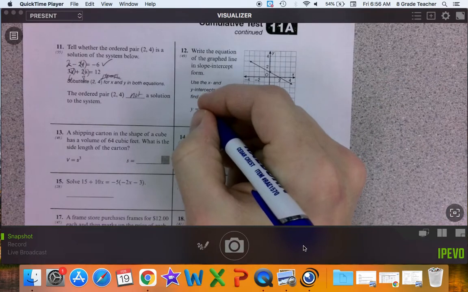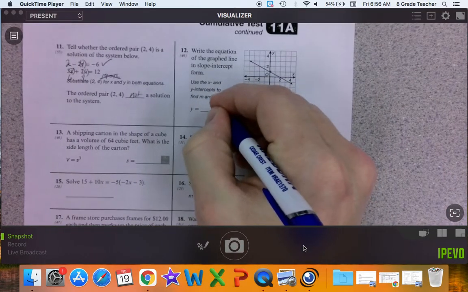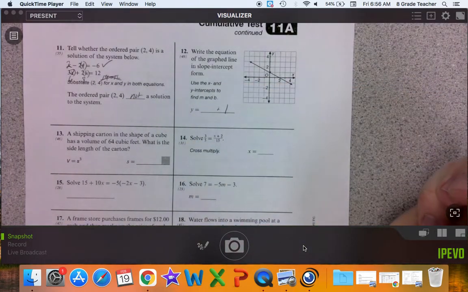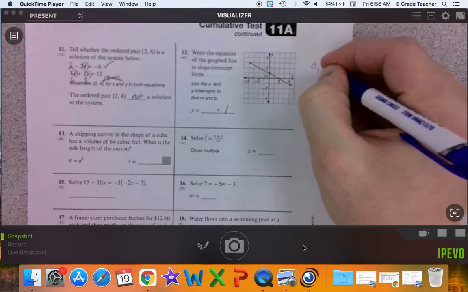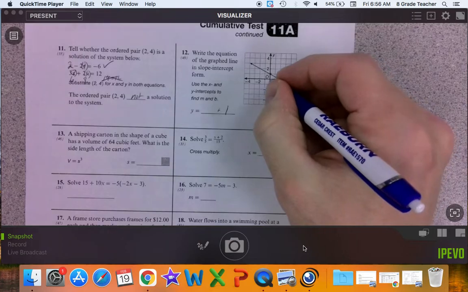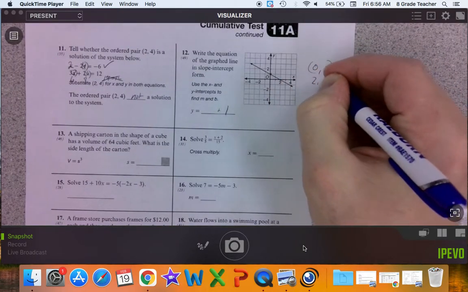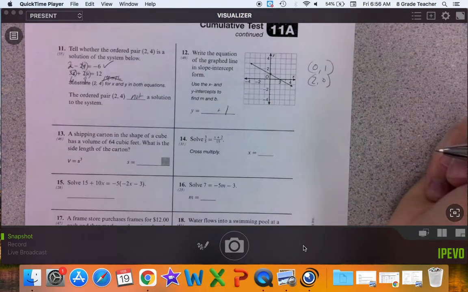So I know that my equation would be y equals mx plus b. That plus b would be positive 1. Now that point here is 0, 1. And this point here looks like it's at 2, 0. So I've got 2 points. From those 2 points I can find my slope, right?